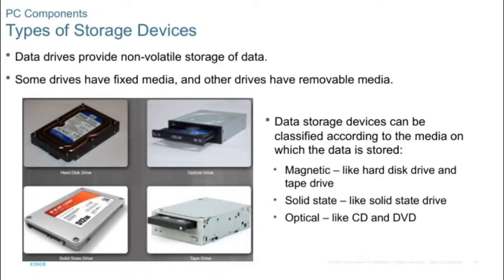When we talk about data storage devices, we're really looking at the kind of media they use to hold information. There are 3 main types: magnetic, like hard disk drives and tape drives; solid state, such as solid-state drives; and optical, which includes CDs and DVDs. All of these drives offer non-volatile storage, meaning the data stays put even when the power's off. Some drives have fixed media, while others let you swap out the storage. This is a key part of understanding PC components and how we keep data safe.